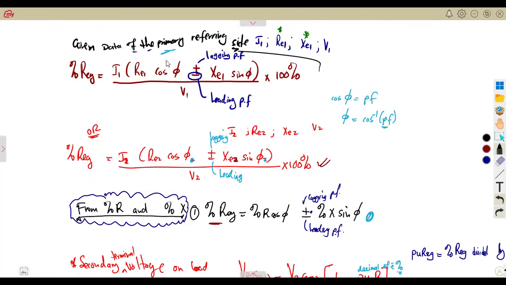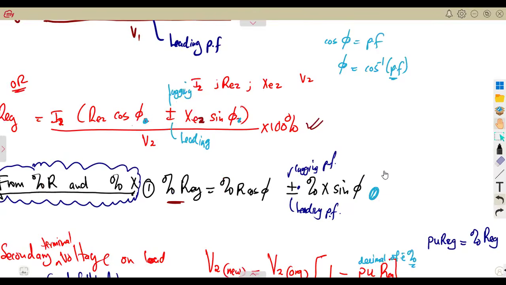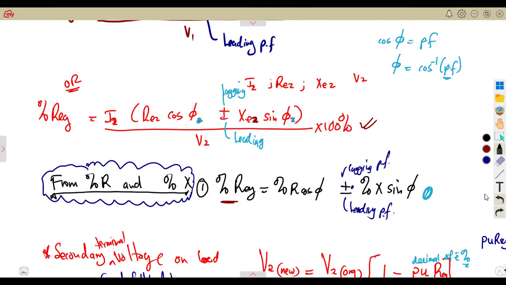Whether you are referring from the primary or referring to the secondary, you can still have the same answers. Or if you are given percentage values, then the formula can be used instead, provided that I have percentage values, percentage leakage reactance. So we shall see from our question papers in our next class, as we are going to have other questions as time moves on, to relate with our question papers.